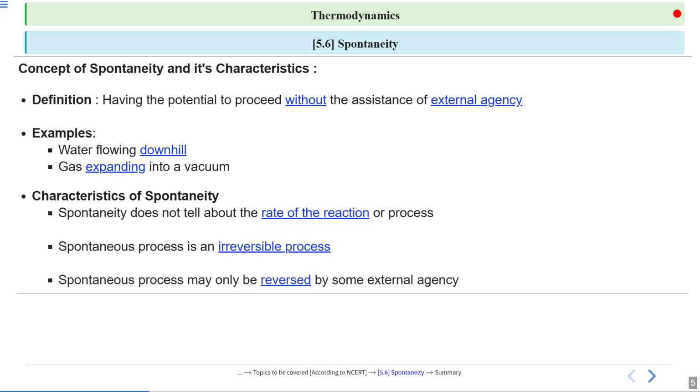And lastly, if you want to reverse a spontaneous reaction, in any case, you have to do it by some external agency. And that is not the definition of a reversible reaction at all. Because a reversible reaction can be reversed by a small external agency, but here you have to apply it regularly.